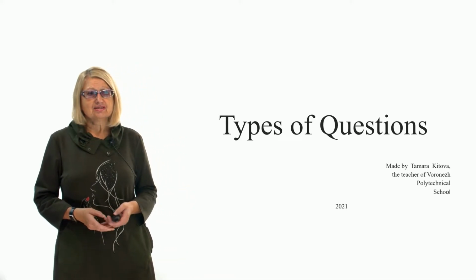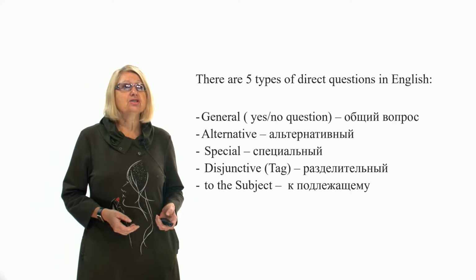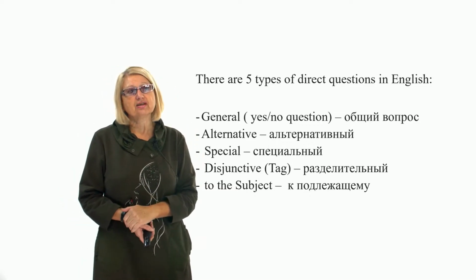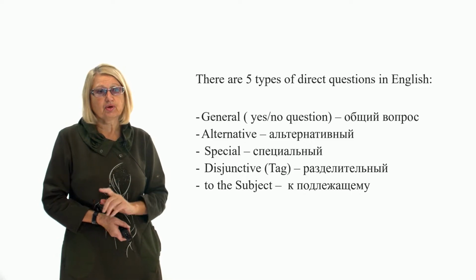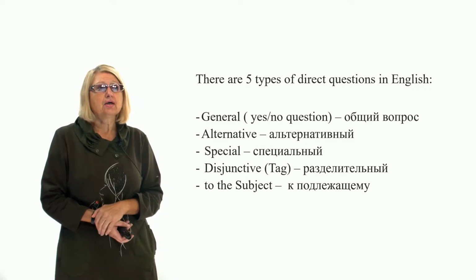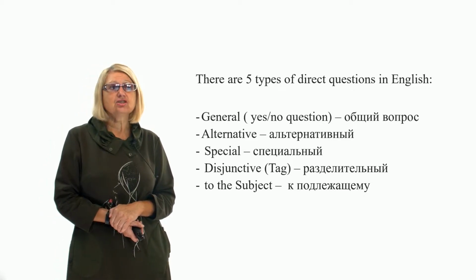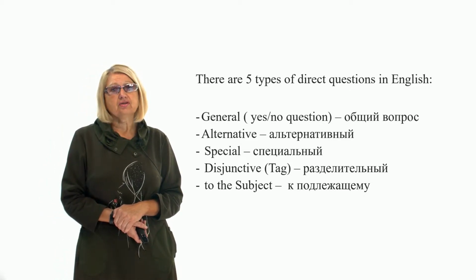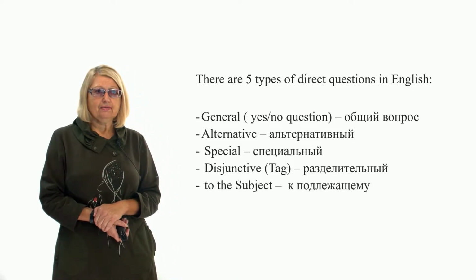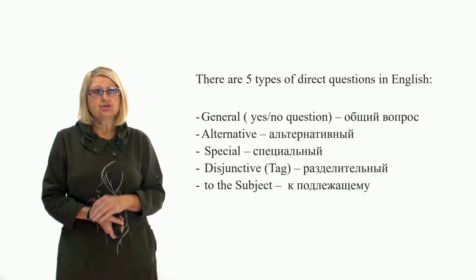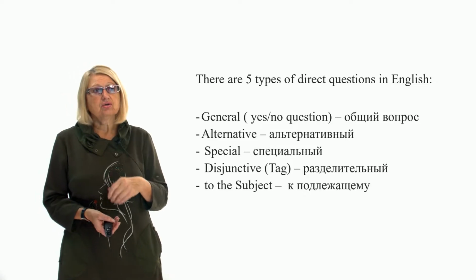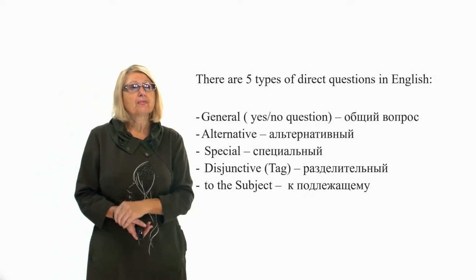Well, let us start. You know that in English there are 5 types of direct questions. The first type is general. The other name for them is yes-no question. Why? Because we put the question to the whole sentence and the answer is yes or no.